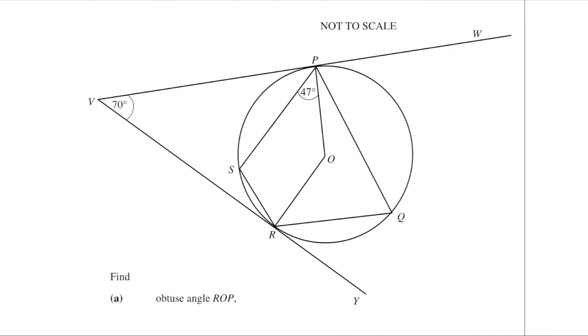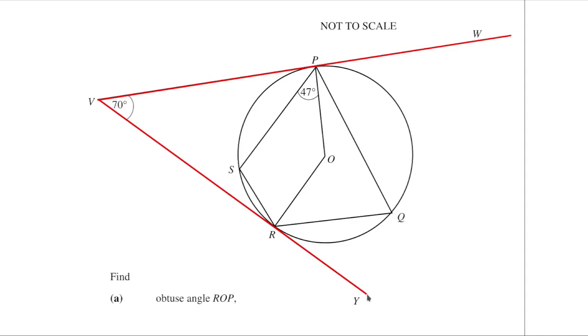Now let's just highlight something here. We were told that this line is a tangent to the circle. Similarly, this line is also a tangent. What property comes to your mind at the mention of tangents? Tangents from the same point are equal. Another is the alternate segment theorem.